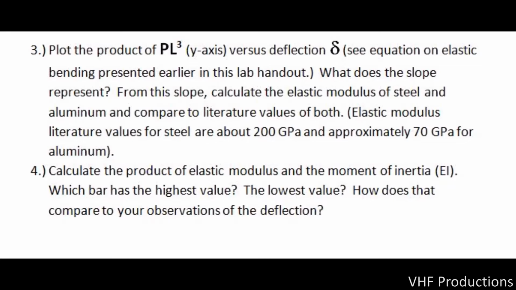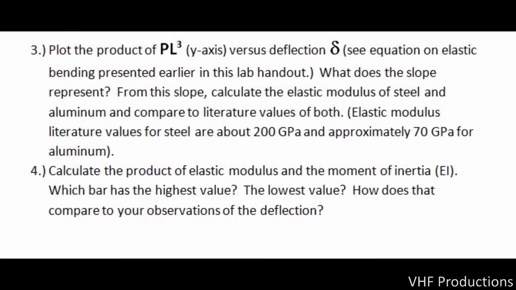Further, plot the product of P, the load, times L cubed, and plot that value versus the deflection. What then does the slope of that data represent? From this slope, calculate the elastic modulus of the steel and aluminum bars and compare them to their known values or literature values.